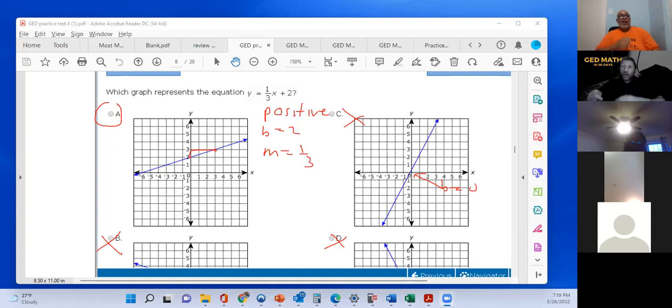You can still go up 1 over 3, you can do that. But why? We already eliminated B and D because they were negative slope. We already eliminated C because the y-intercept is 0. We're done. That's a 15-second problem. Get off that problem, get to the next one. If you had 2 problems with a y-intercept of 2, then you would have to do the slope, up 1 over 3.